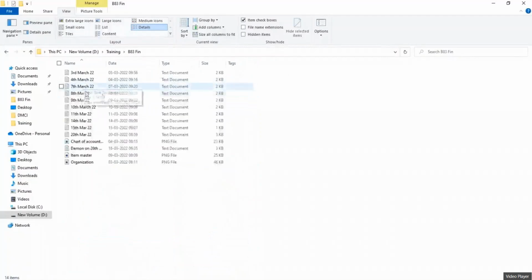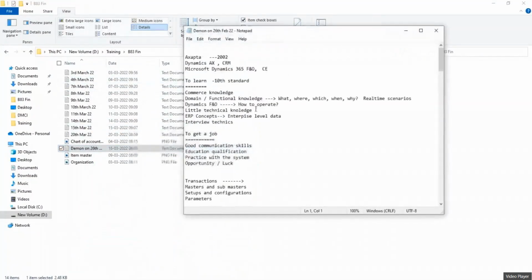So if it is like that, the first demo session I'm going to give you, I told you, is enterprise level data and ERP concepts. I need to explain this one, then we can discuss in depth whatever you are asking. Okay, sir. Thank you. Welcome. It is an enterprise level data concept. I need to explain it to you, then only you can understand.